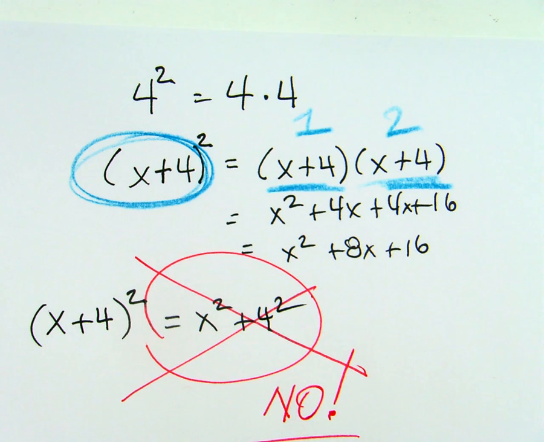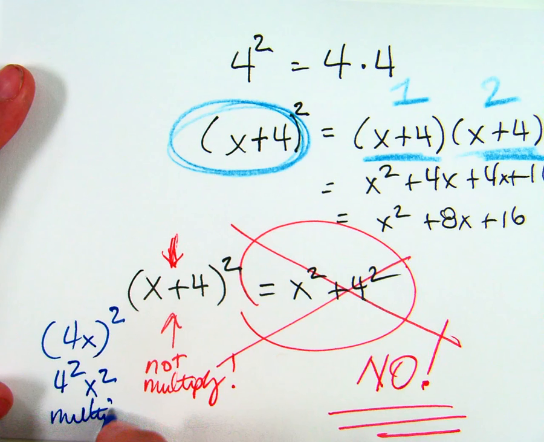What would be multiply would look like this. It would be 4x squared. Then it is correct. It is 4 squared times x squared. This is multiply. Therefore, you can use it. Okay? This is not multiply.